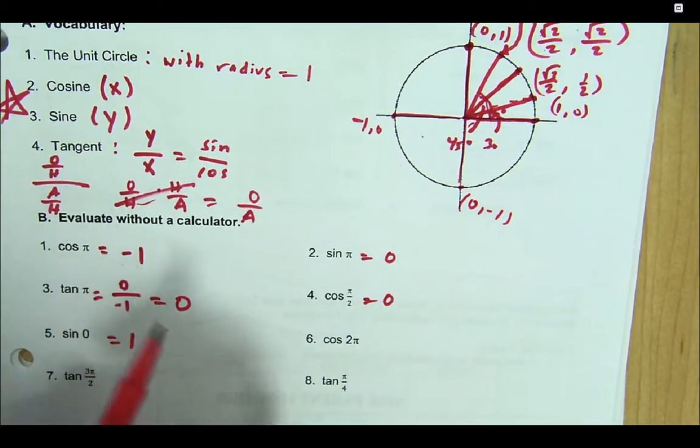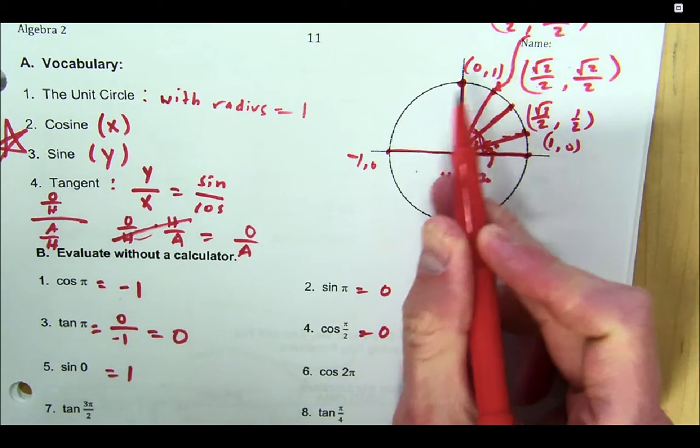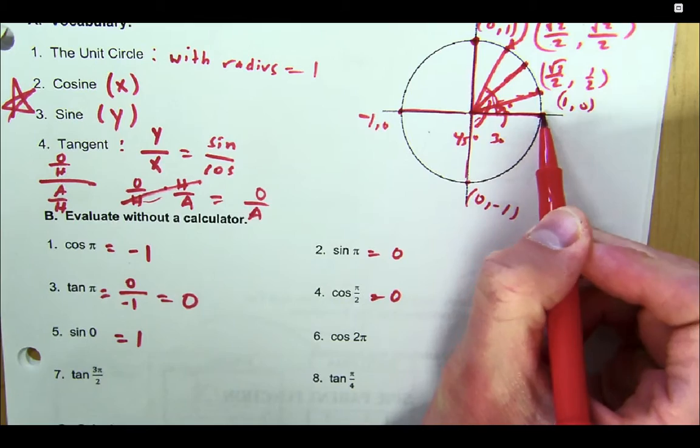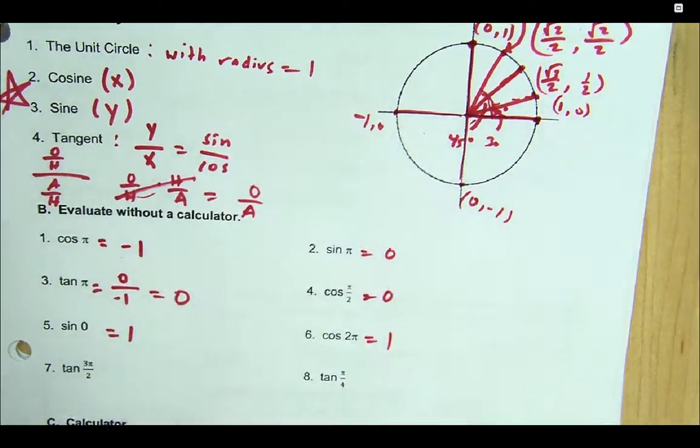Okay. Cosine of 2 pi. 2 pi is all the way around the circle. So you start at 0. Work your way all the way around. You're back to where you started from. So this is where you're looking at right here. And then the cosine here is 1.